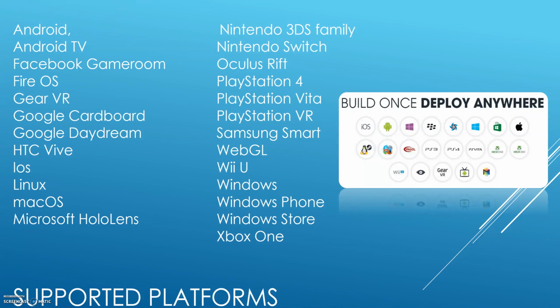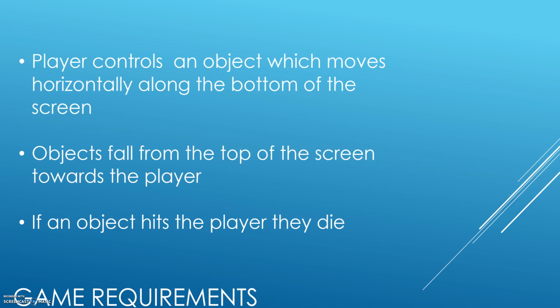Okay, so I'm going to get straight into this. In this first bit, I'll show you how you get it installed, take a quick look around the interface, and then try to create a game really quickly. Here are the requirements for the game I want to create. I'm going to have a player controlling an object which moves horizontally along the bottom of the screen. Objects fall from the top of the screen towards the player. If an object hits the player, they die. Not much to that, but hopefully it'll show you how it works. I wouldn't expect you to be able to do that, but it gives you an idea of how it works.